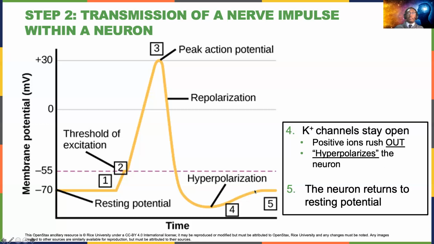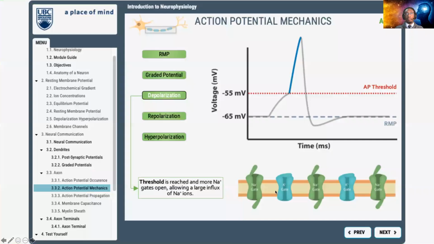And then finally, in step number five, eventually those potassium channels close and the neuron returns to resting potential. If you visit neuroanatomy.ca and look at the Intro to Neurophysiology interactive module, you'll see some great images and some great interactive modules under the axon portion explaining this in detail and showing you diagrams of the channels opening.